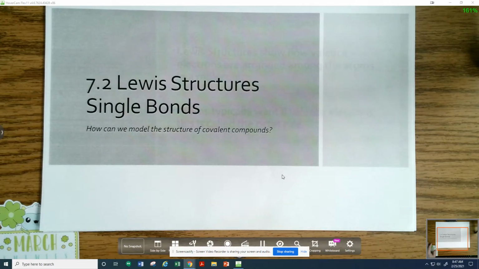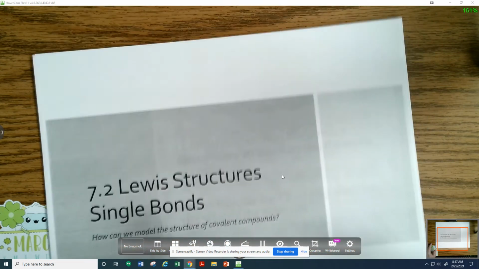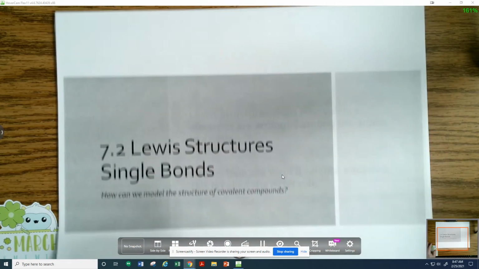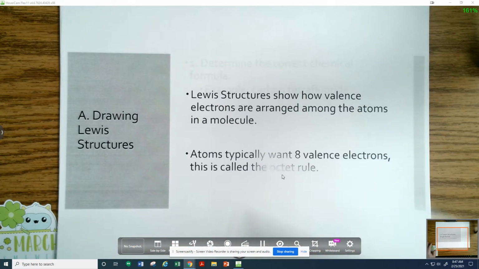Hello, this is topic 7.2. We're going to be looking at how to draw what's called Lewis structures with single bonds. Two resources you're going to need are your periodic table and your polyatomic list.